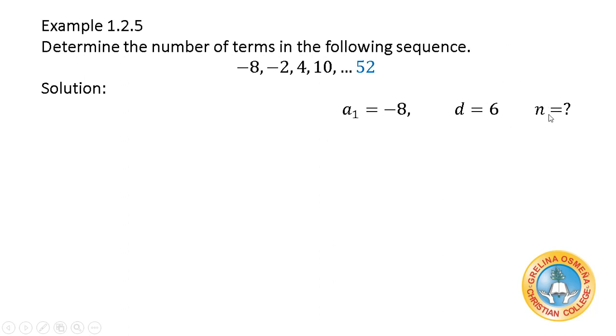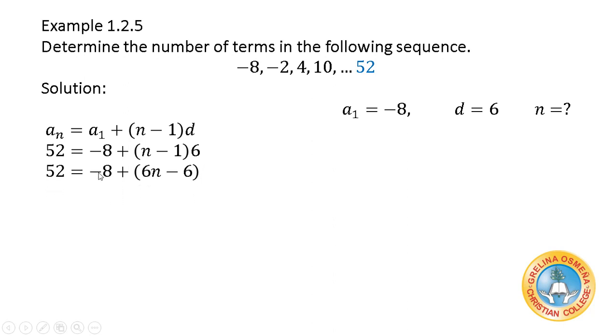And we're looking for the nth term. Okay, so we have the general term. No need to memorize it, you can look in your book. So we have this, a sub n equals a sub 1 plus n minus 1 times d. So, just substitute. We have the 52, since a sub n is 52. So that's why we put 52 there, and then negative 8 for the a sub 1. And this is the unknown. So n minus 1 remains, times the difference, 6.